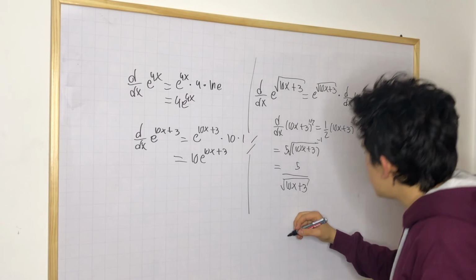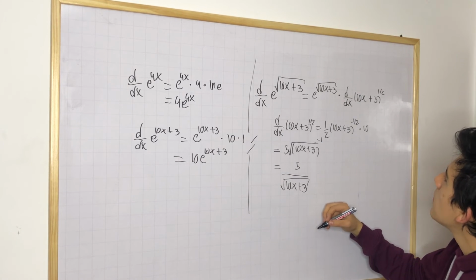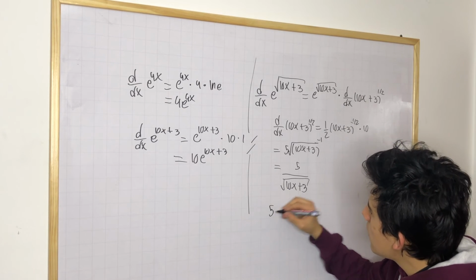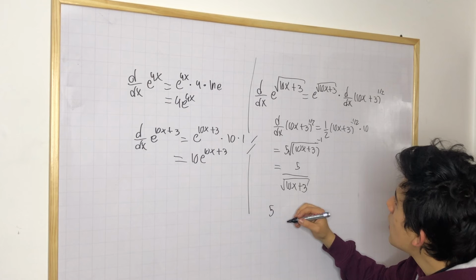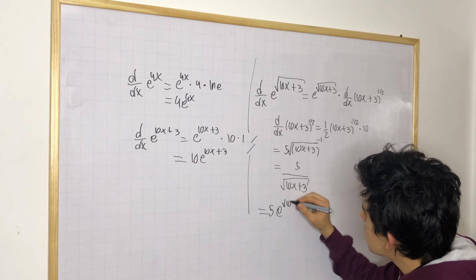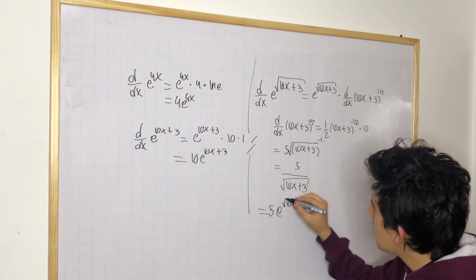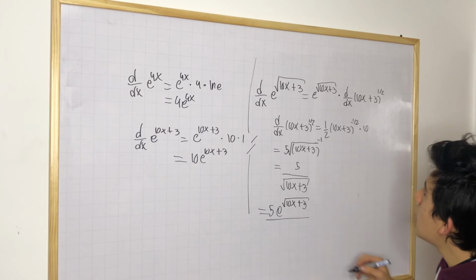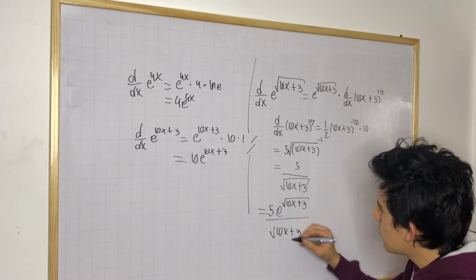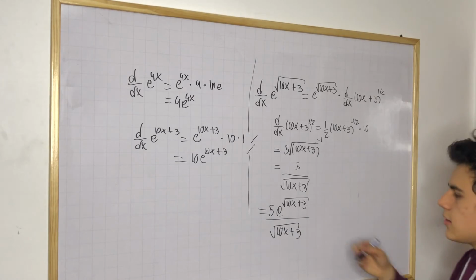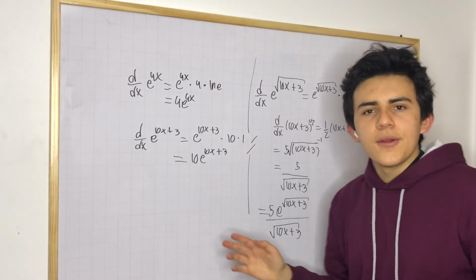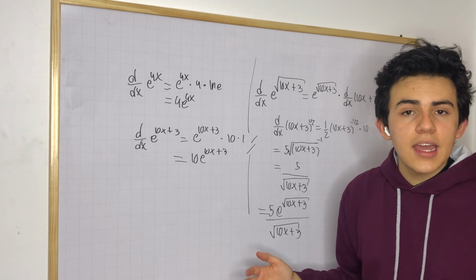So what we need to do now is multiply this by this, so we're going to have 5. All this entire thing is just going to be 5 times e to the square root of 10x plus 3, all of this divided by the square root of 10x plus 3. Okay? And this is how much we get for the derivative that is up here, okay? I hope you guys enjoyed this video. I hope you learned something, and see you in the following one.